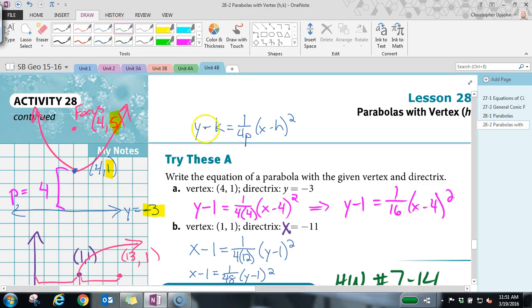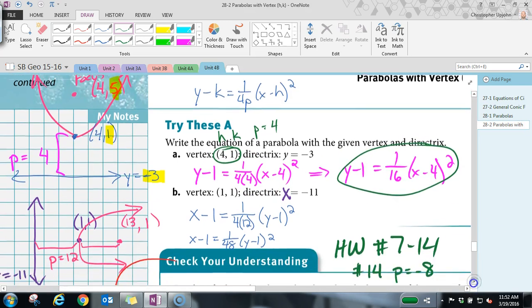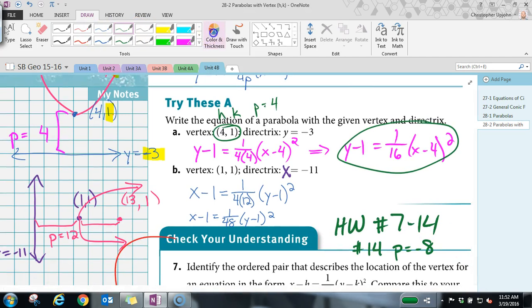I just need to plug into my equation here. My vertex is 4, 1, so that's h and k, and my p-value is 4, so I just plug them in. Y minus 1, remember it's the opposite, equals 1 over 4 times 4, that's my p-value, times x minus 4 squared. Because again, it's the opposite. And we simplify the 1 over 4 times 4 to be 1 over 16. There's my equation.